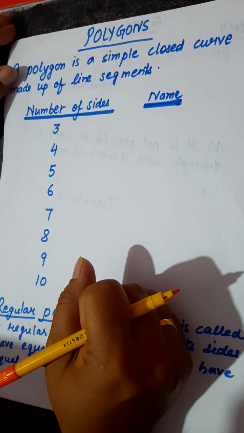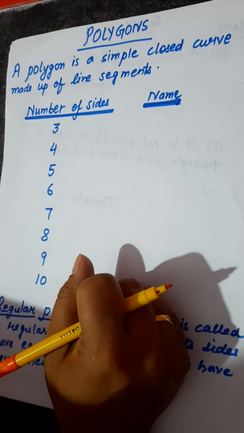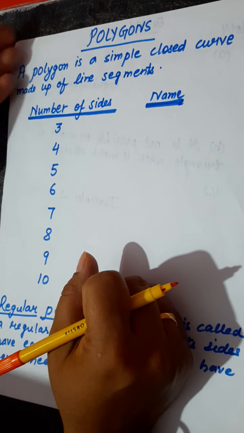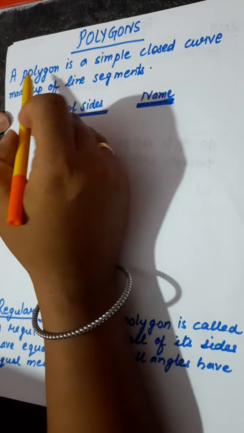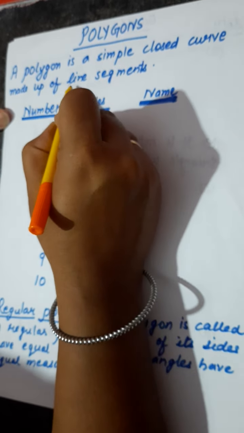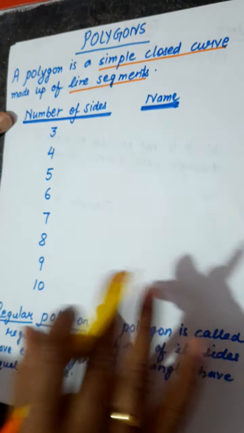Dear students, in the previous video we did exercise 5.6 and in this video we will start exercise 5.8, and this exercise is based upon polygons. As we did earlier, a polygon is a simple closed curve made up of line segments. So it is a simple closed curve which is made up of line segments.